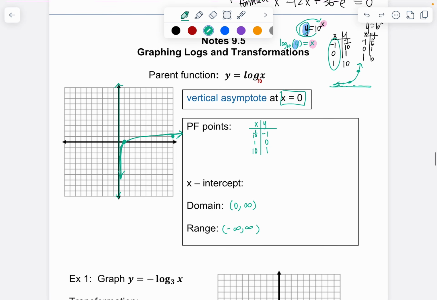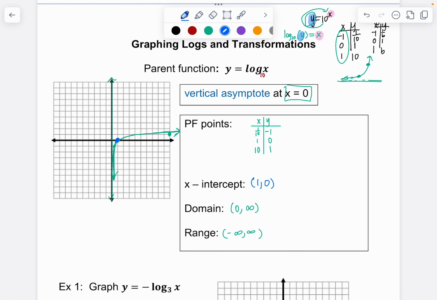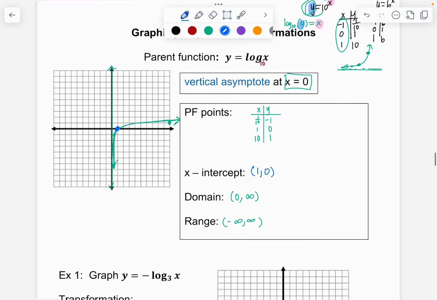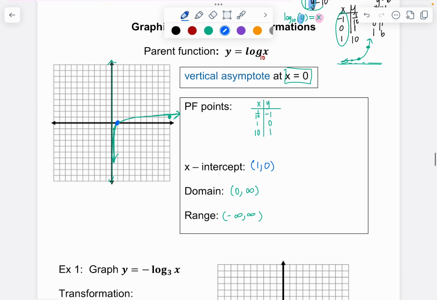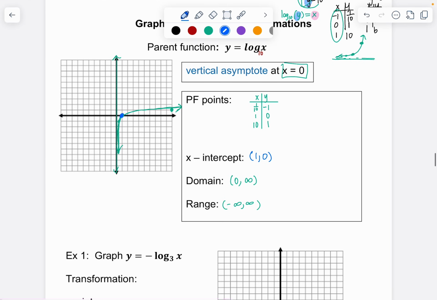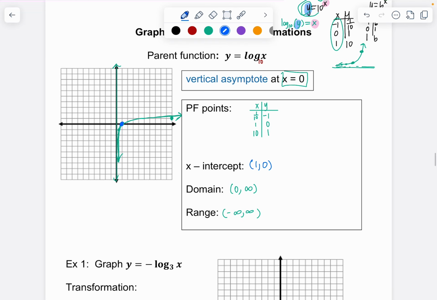And so the x-intercept here is what we're going to want to track each time. This x-intercept is 1, 0, but it's not always easy to find the x-intercept because as we transform the log function, it could move up, down, left, or right. And so we'll see some transformations, and then I'll show you how to find the x-intercept algebraically.